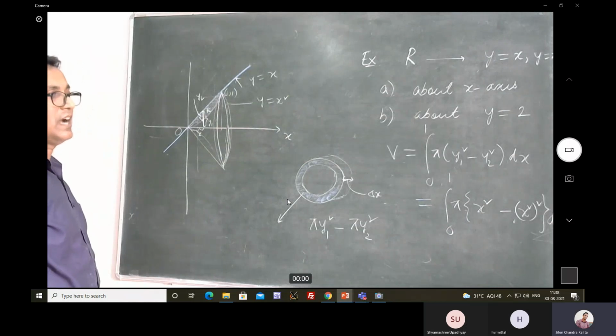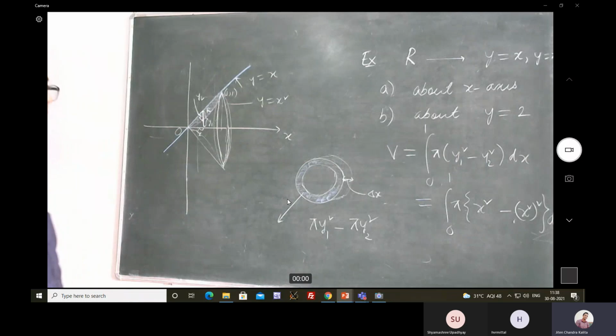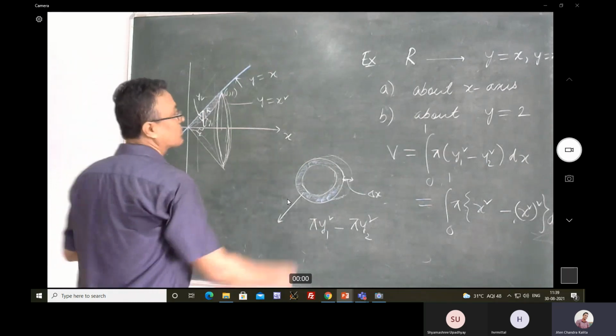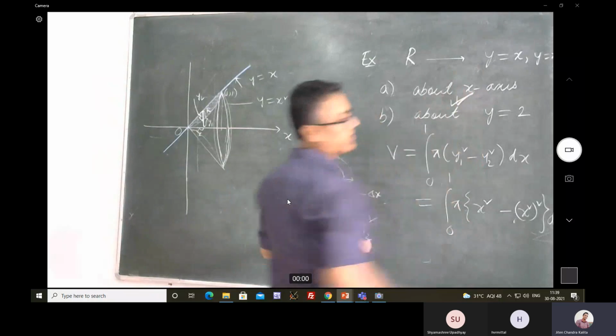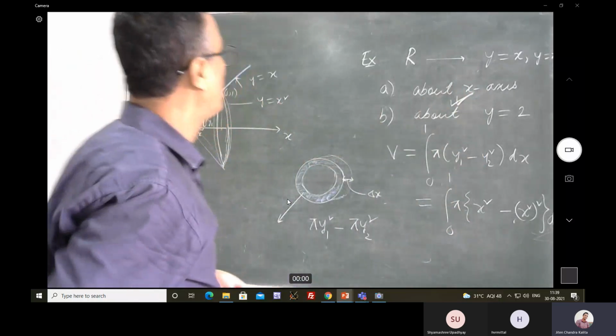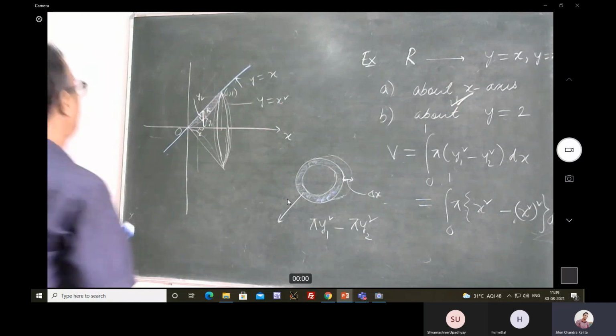I'm just teaching you the concept. Anyway, I'm going to have it in my slides. So this is about it. Now the next thing: this part is done, so let me come to the second part. What happens if you rotate it about the line y equal to 2?